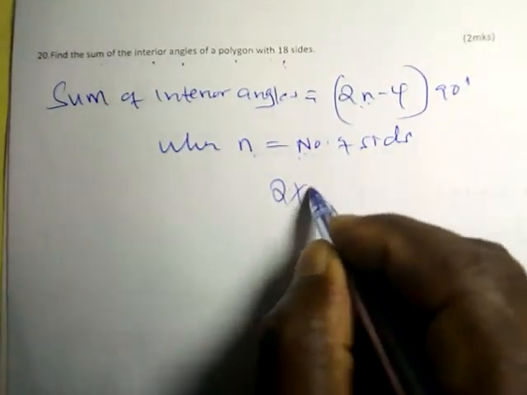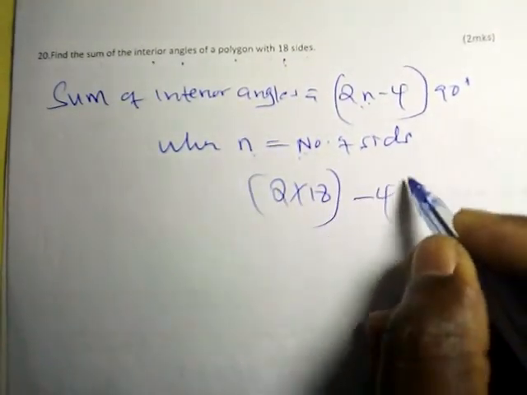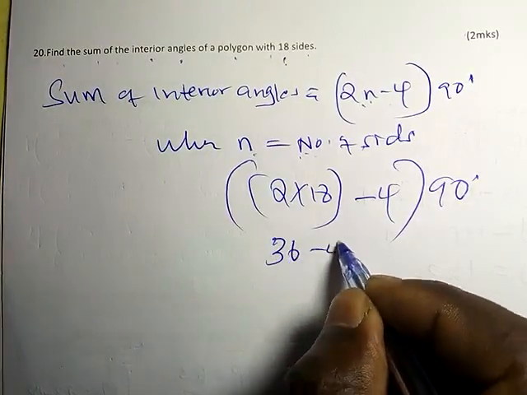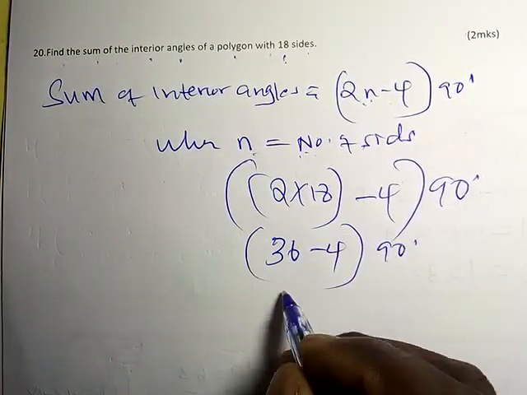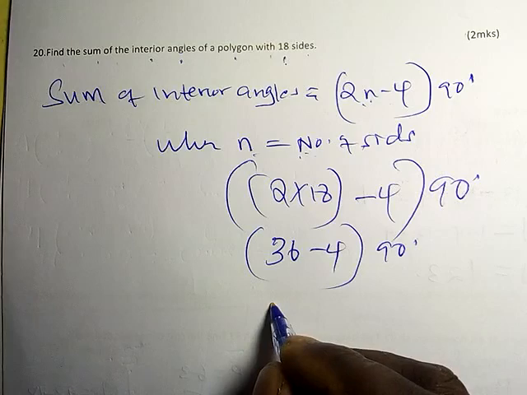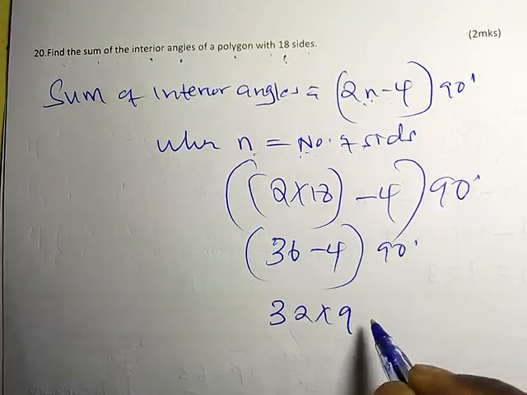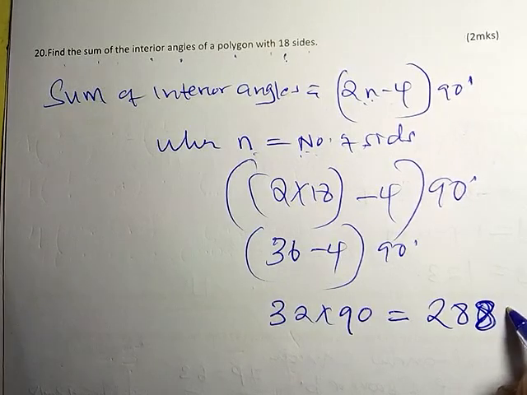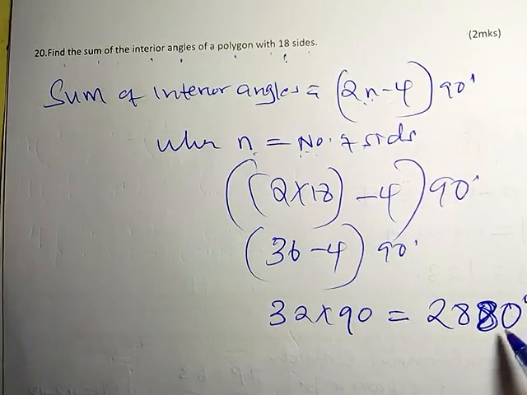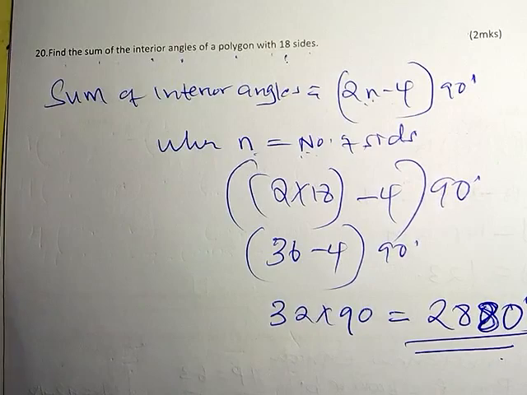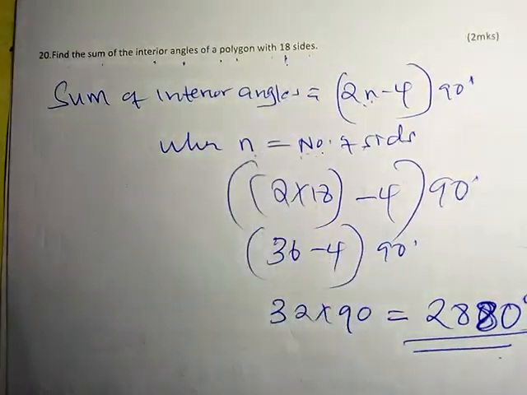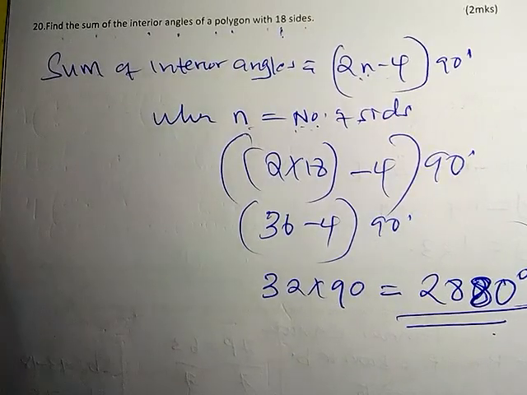So 2 times 18 minus 4, times 90. This is 36 minus 4 times 90. This one is equal to 32 times 90. And it's going to give us 2,880 degrees. That is the total number, the angle, interior angles of a polygon with 18 sides. It is as simple as that.